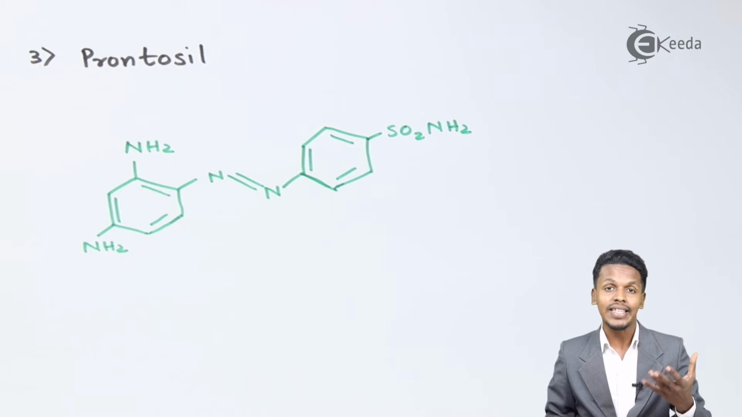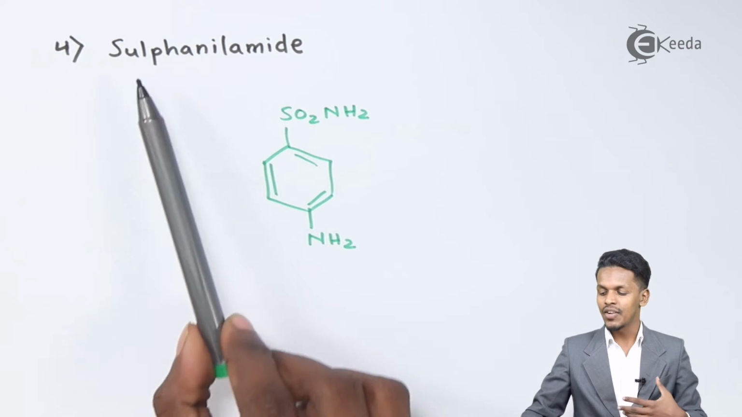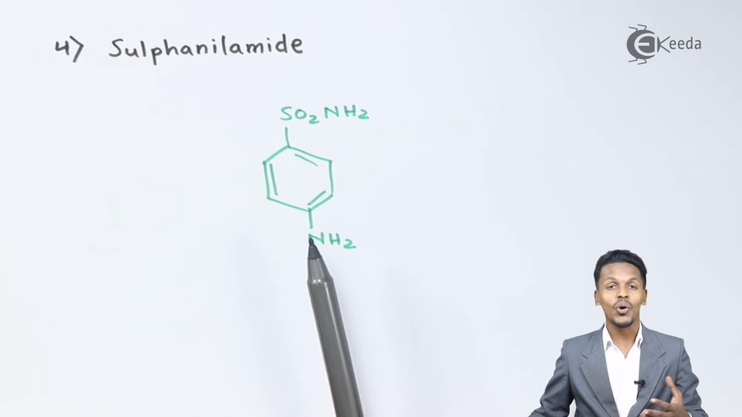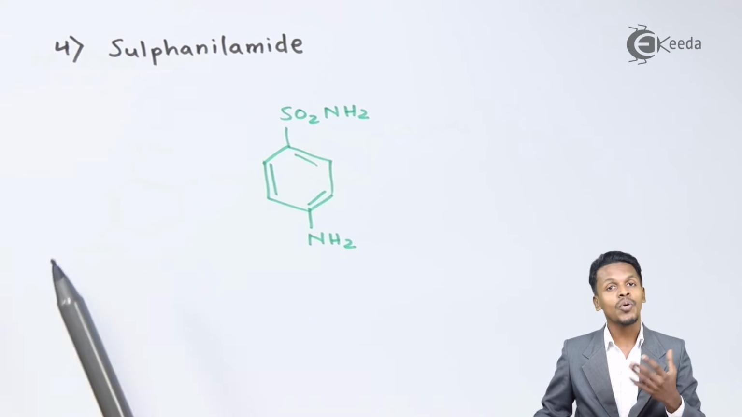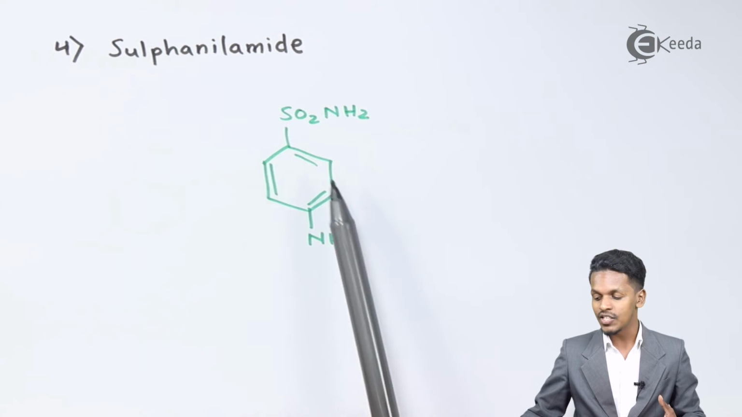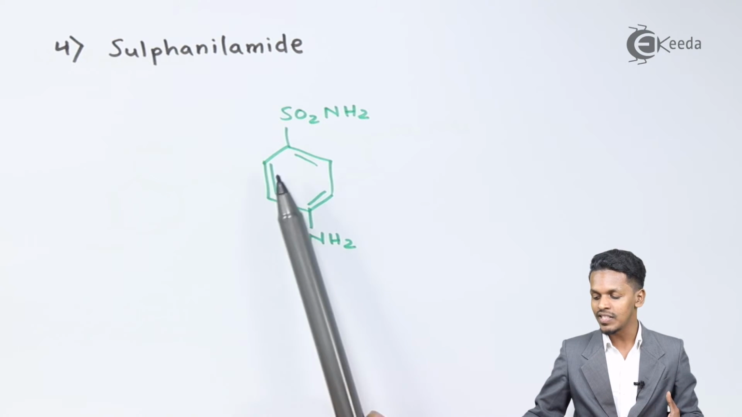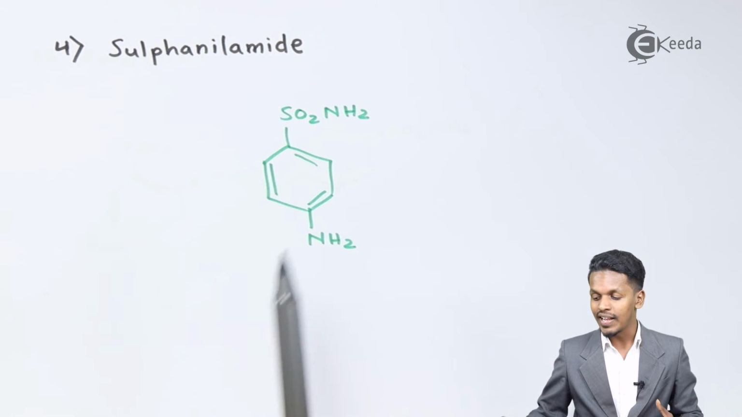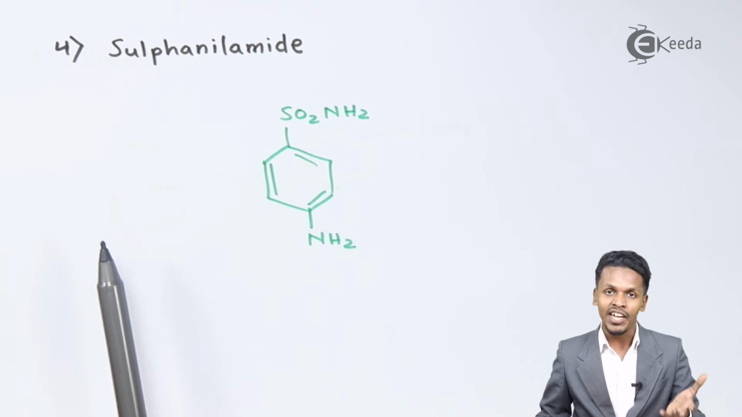Let us talk about the next. The next structure is Sulfanilamide. This is the group that we got in Prontosil. Whenever Prontosil gets hydrolyzed, this group is formed, and that is nothing but a benzene associated with NH2 and SO2NH2. So in fact this is also an antimicrobial drug.